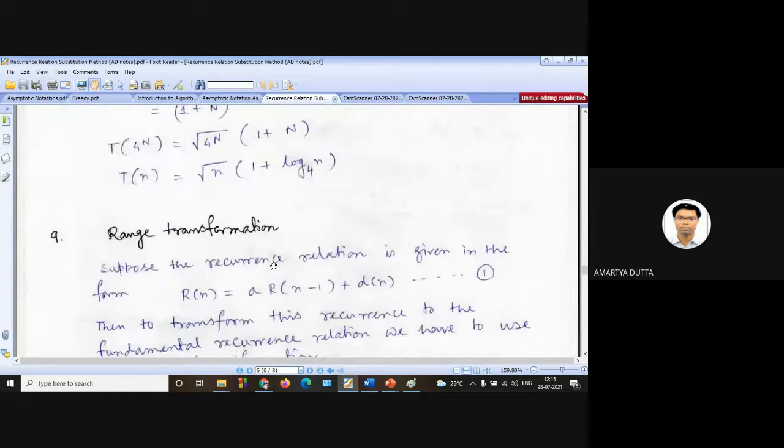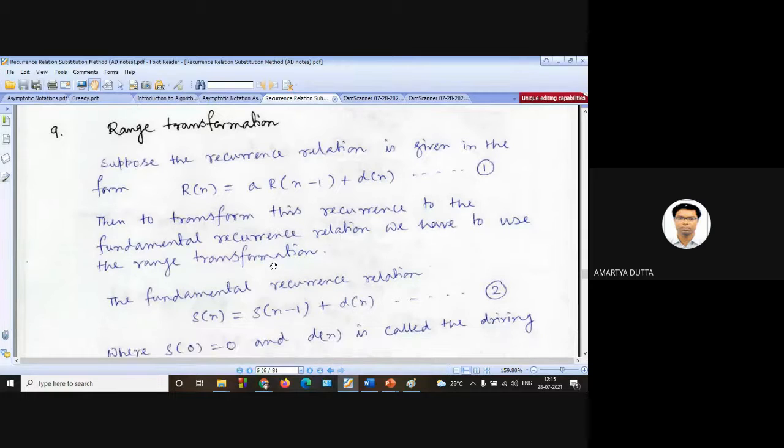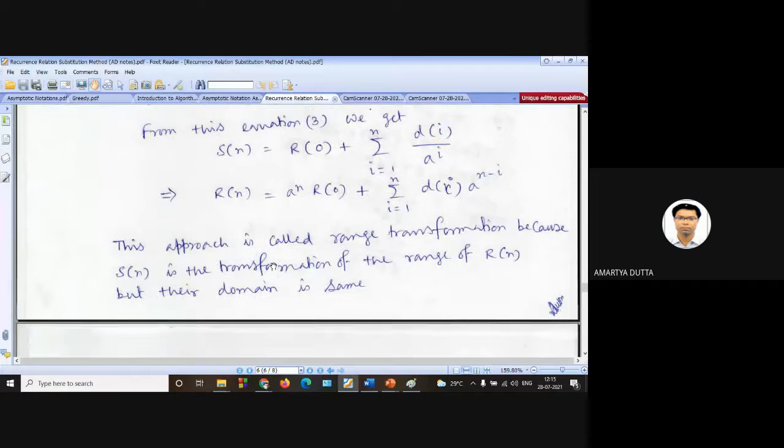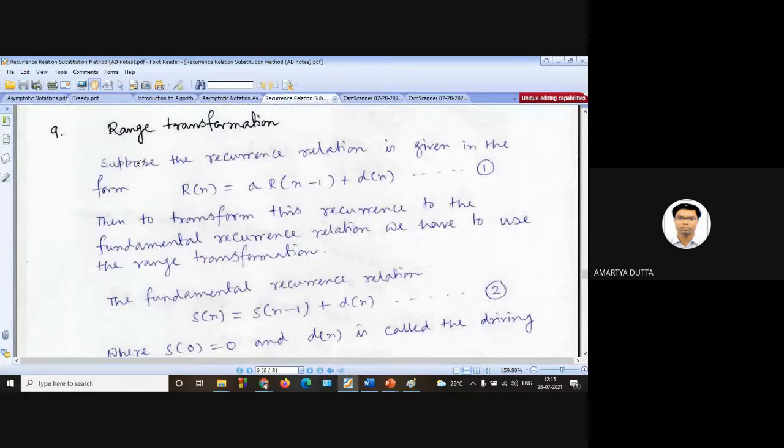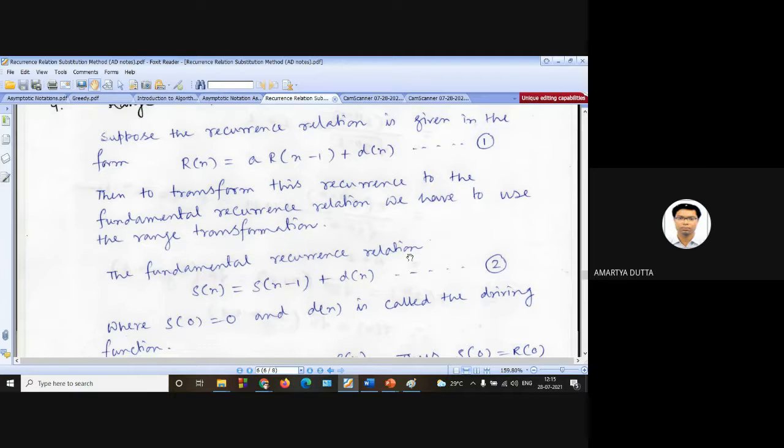Tower of Hanoi. Now range transformation, very important for your purpose. What is range transformation? Suppose the recurrence relation is given in this form: R(n) = a R(n minus 1) + d(n). Okay, this is equation number 1. Then to transform this recurrence to the fundamental recurrence relation, we have to use the range transformation. The fundamental recurrence relation has the form S(n) = S(n minus 1) + d(n).